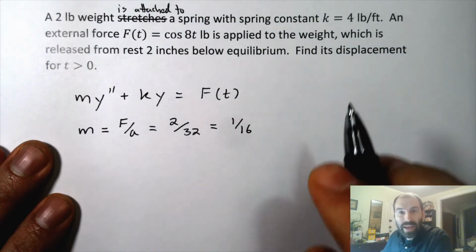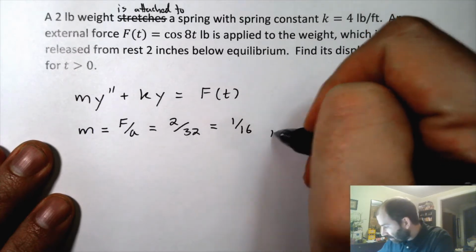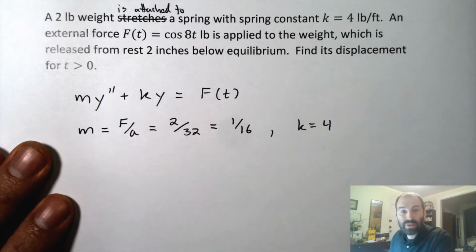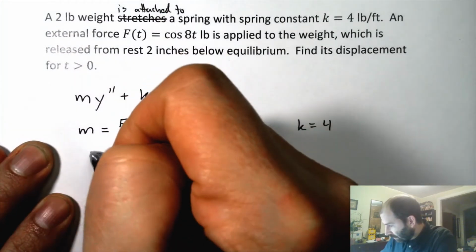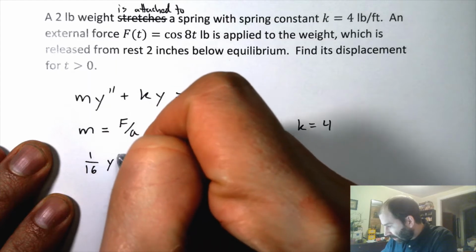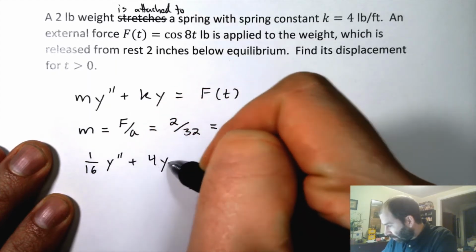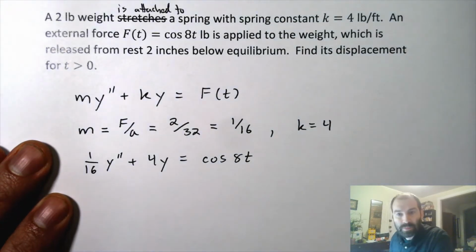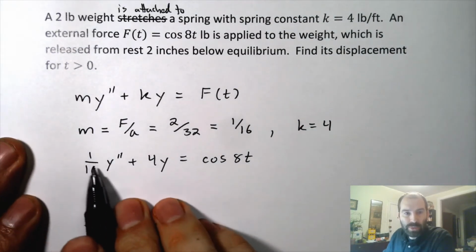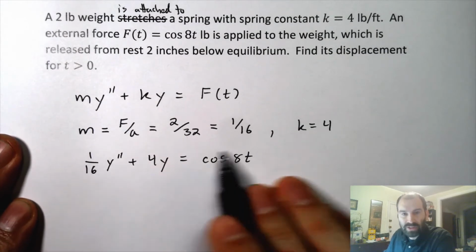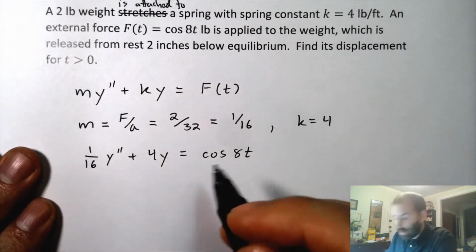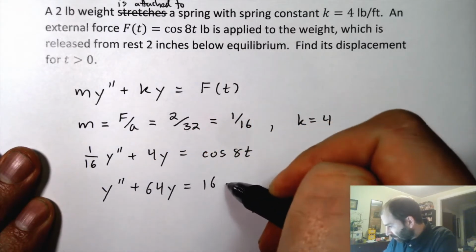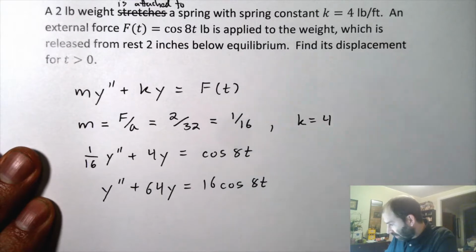Okay, what about k? Well, k was given to us, right? K equals 4. And the F was given to us over there. So let's plug this stuff in. Okay, so we get 1/16 y double prime plus 4y equals cosine 8t. Now, what we did before is we multiplied through to make sure there's a coefficient of 1 here. So let's multiply through by 16. Okay, so I get y double prime plus 64y equals this stuff.